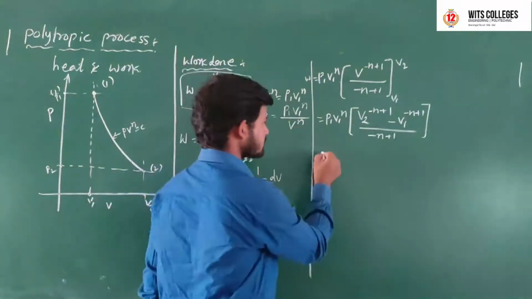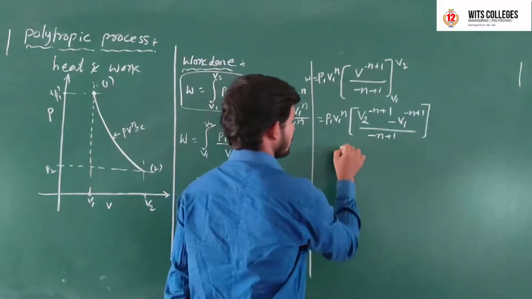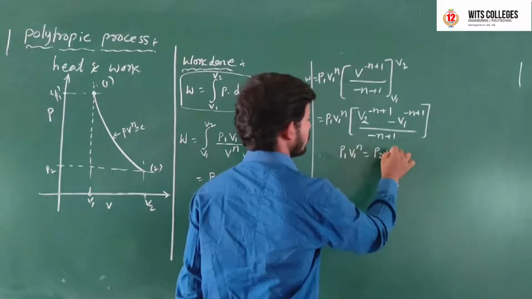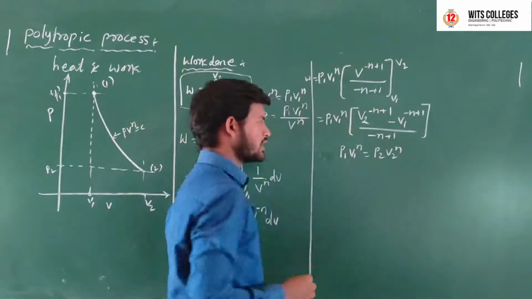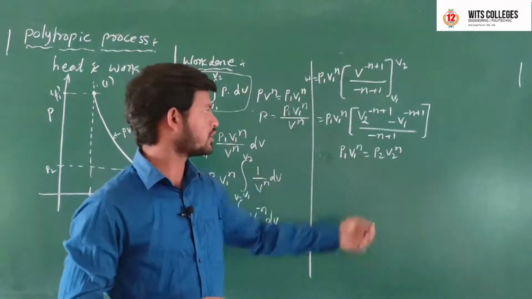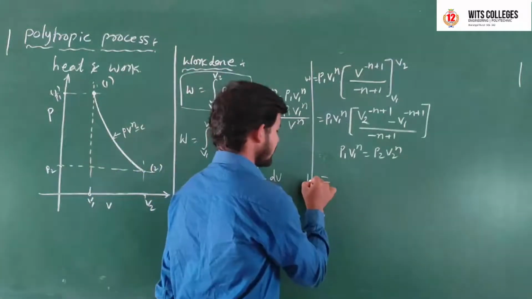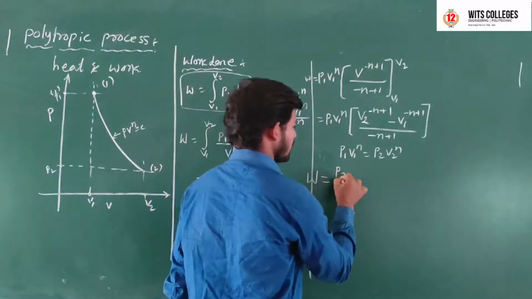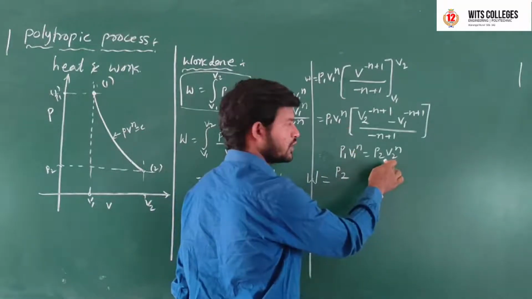Next, here P1 V1 to the power of n equals P2 V2 to the power of n. Here the notation is P1 V1 to the power of n equals P2 V2 to the power of n. Again we write the work done W equals, with P1 V1 replaced by P2 V2, we can write.